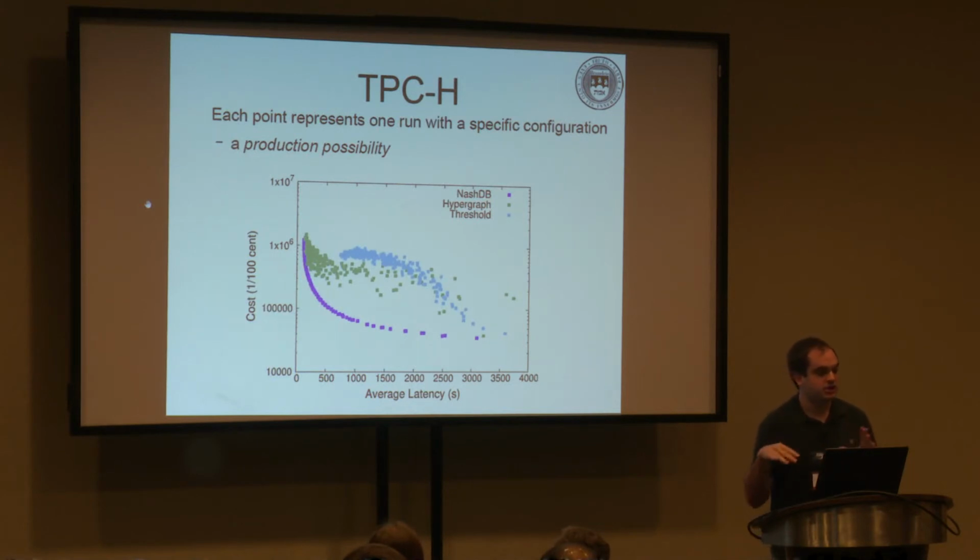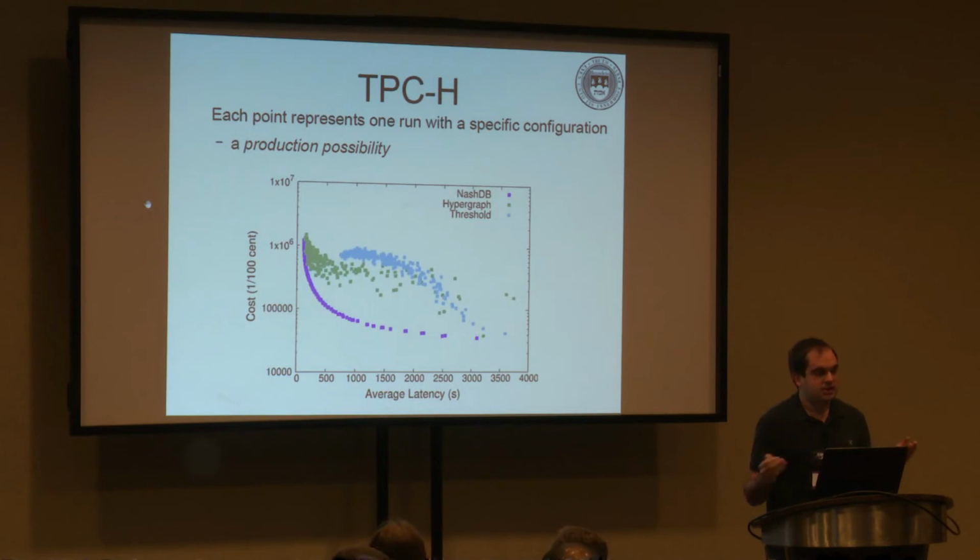So essentially what this plot is showing for 3 different systems, NashDB, a hypergraph partitioning based approach like Sword or Schism, and Threshold, which is an eStore-like approach, is the different possible configurations of your system that you could produce. So on the x-axis, we show the average latency. On the y-axis, we show the cost. And each point represents a different configuration of the system.